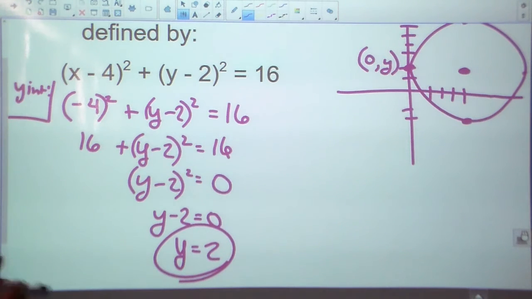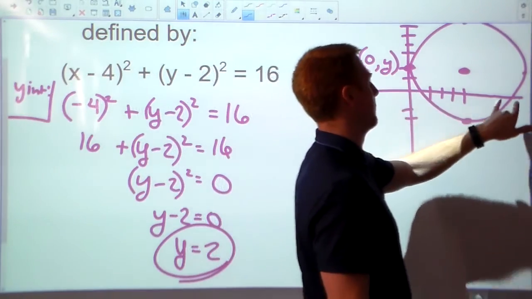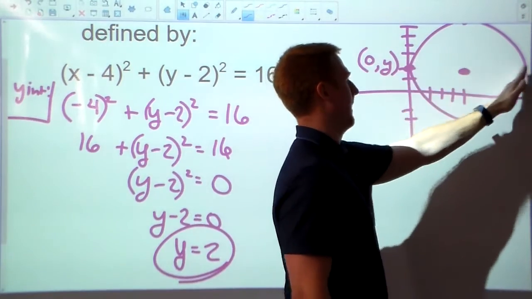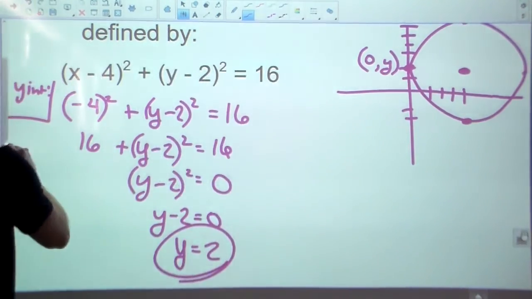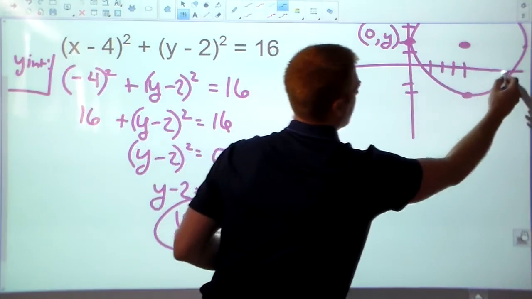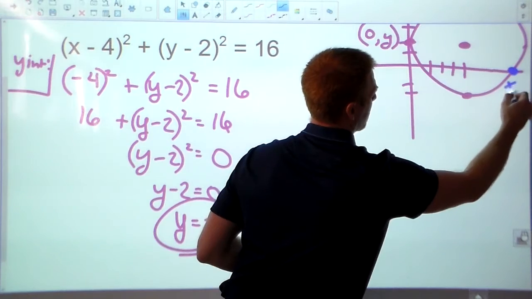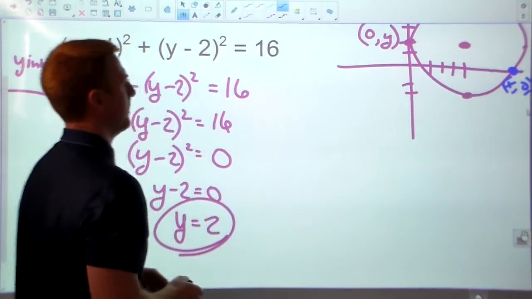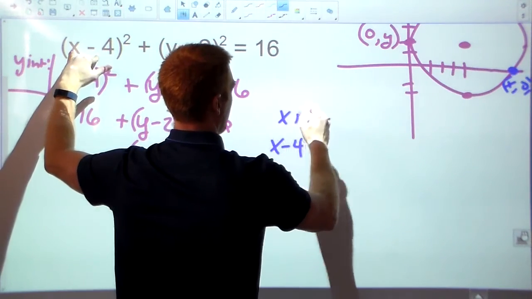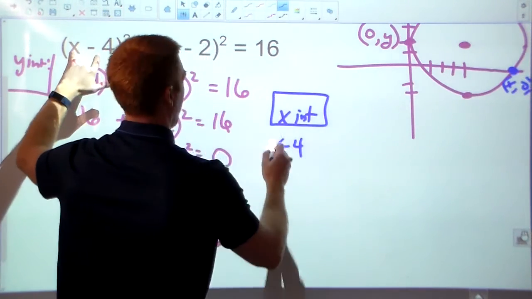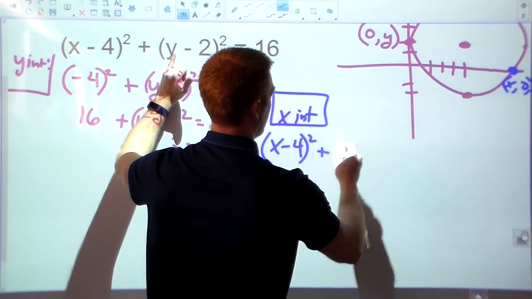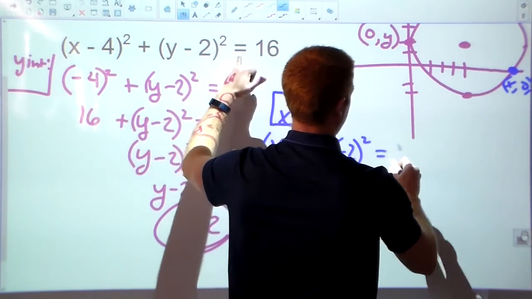So now onto the x-intercept. And again, I think it's between 0 and 1, and I think it's between 7 and 8. Because that's 0 for the x, that's 8 for the x right there. So let's see how that unfolds. So if I want to know the zeros, I don't know the x-coordinate, but I know that the y-coordinate has to be 0 on both of those. So x minus 4 squared, and we'll show that this is the x-intercept. X minus 4 squared plus 0 for y, so -2 squared, equals 16.